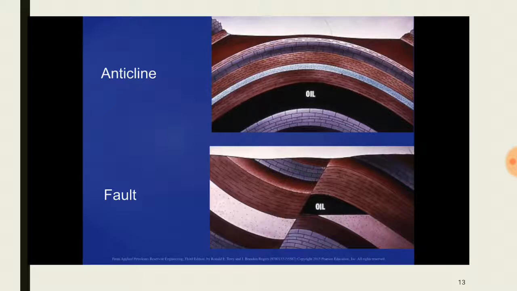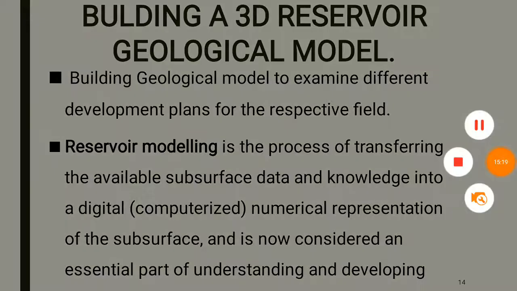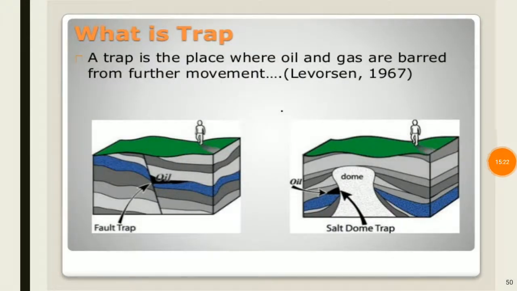As you can see, there is oil in this side also, and the second trap is called a fault trap. So these are just structures which prohibit hydrocarbon from escaping or undergoing further migration. So our intention in this course is to... a trap is the place where oil and gas are barred from further movement, as we can see here.